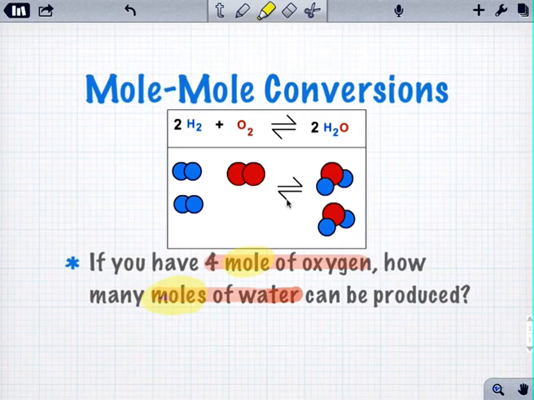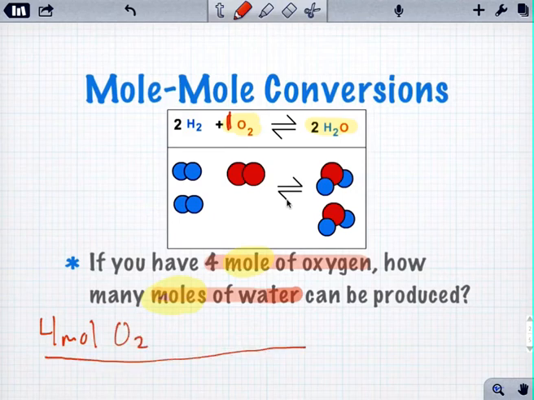Okay, so we're dealing with our oxygen and we're figuring how much water. So our mole ratio is going to be 1 mole of our oxygen to every 2 moles of our water. Now remember, we start every single problem with the number it gives us. So I'm going to start with my 4 moles of oxygen, okay, and I set up my boxes.